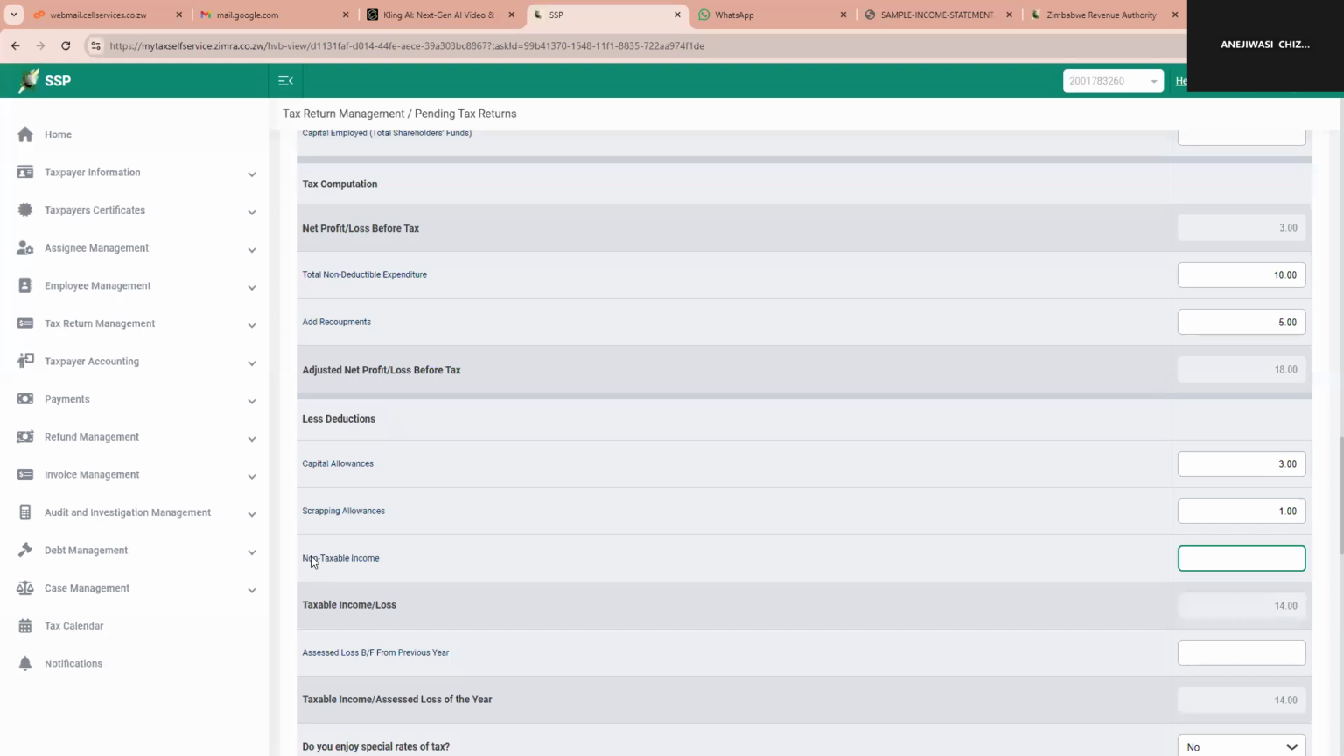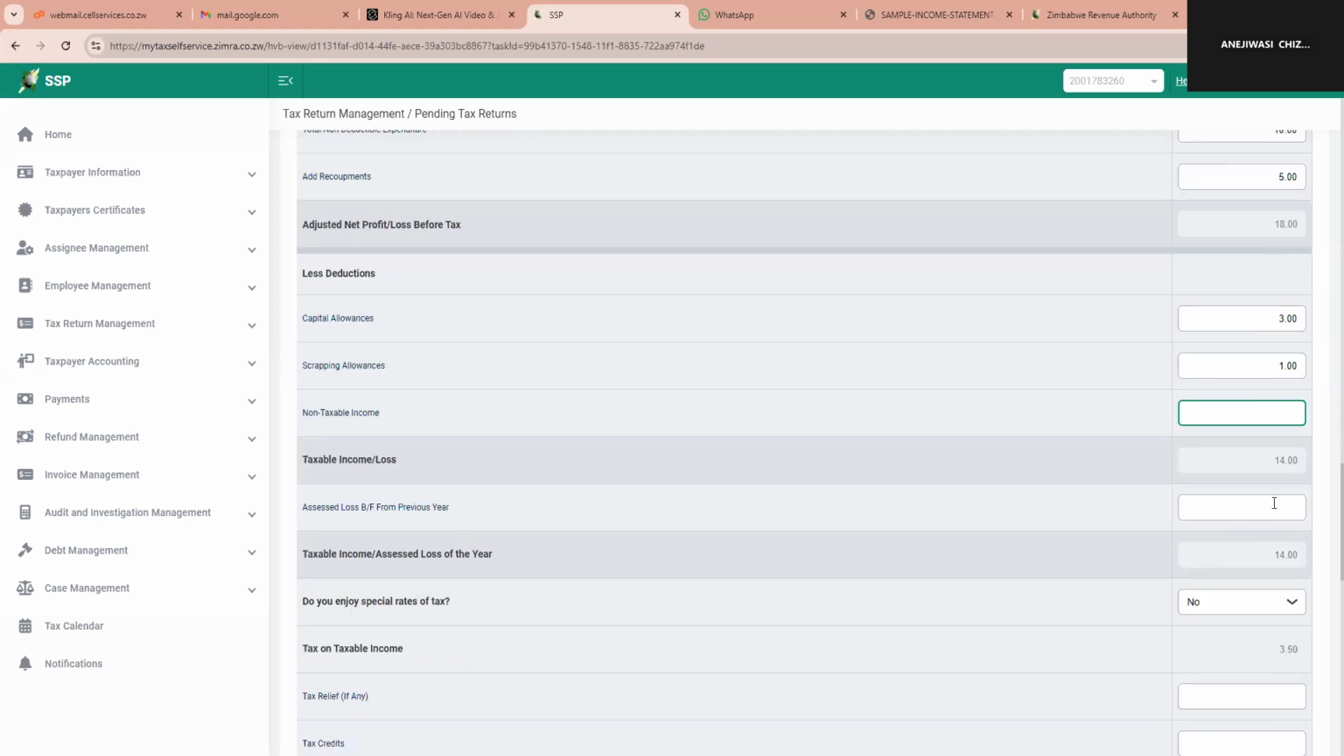Then any non-taxable income, you could put it up there. See, the system will be computing. So it will subtract the capital allowances, it will subtract the scrapping allowances. Then you have your taxable income or loss of that much. Then do you have a loss from previous years? You may have computed and you suffered losses in previous years. These are tax losses. You put up the figure there. If you have got none, you just leave it as it is.